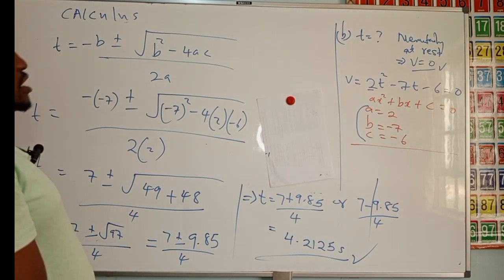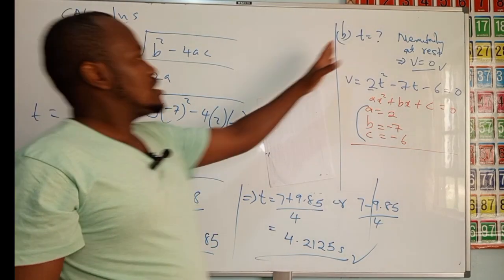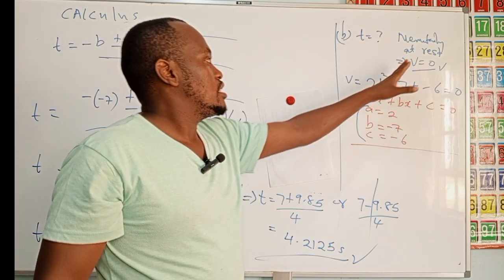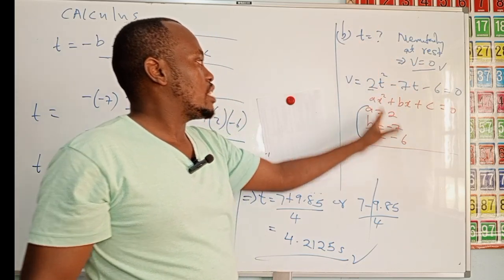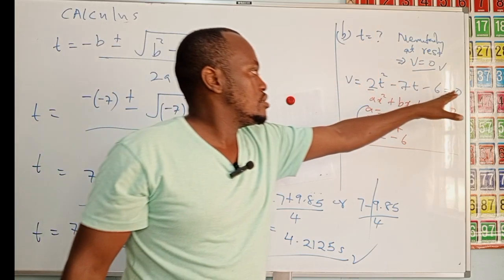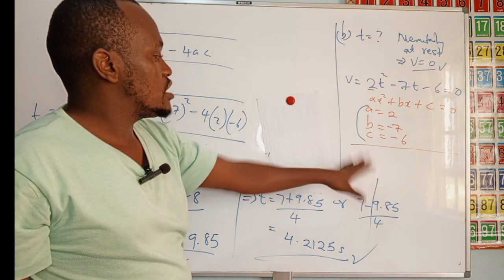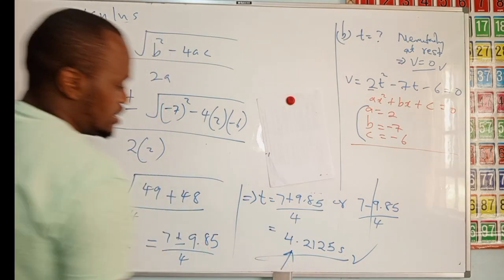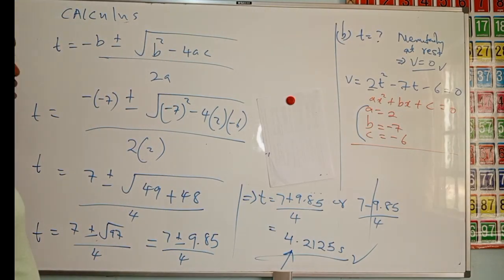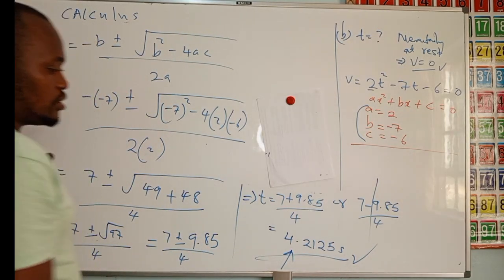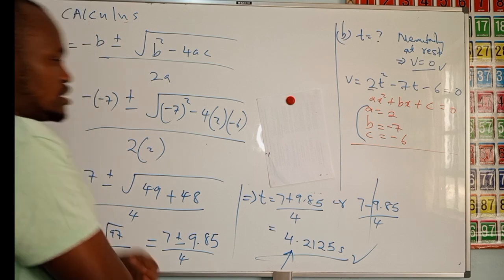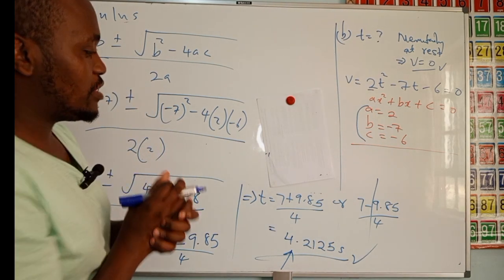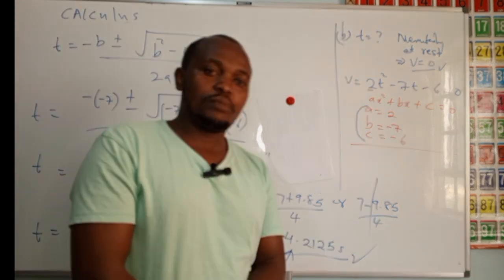When your velocity is equal to 0, the particle is momentarily at rest. What is t when v is 0? You form this equation, you equate it to 0, then you solve it using the quadratic formula. Remember, I said that time will have some decimals because it didn't work for the factorization method. Yes, so this is the answer for part B.